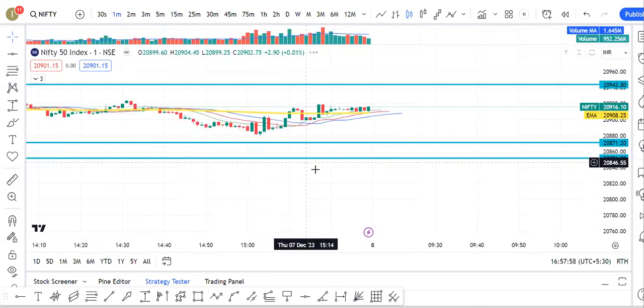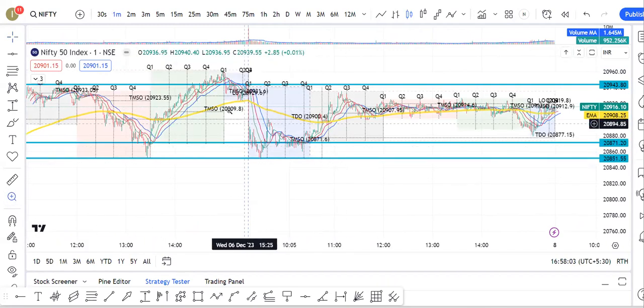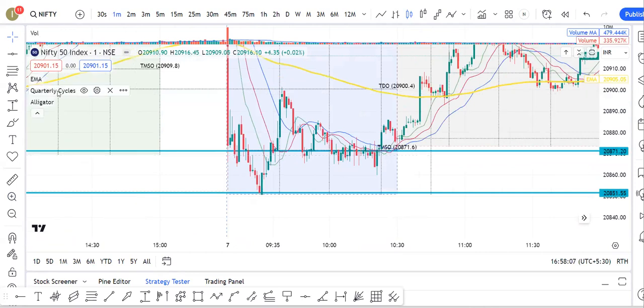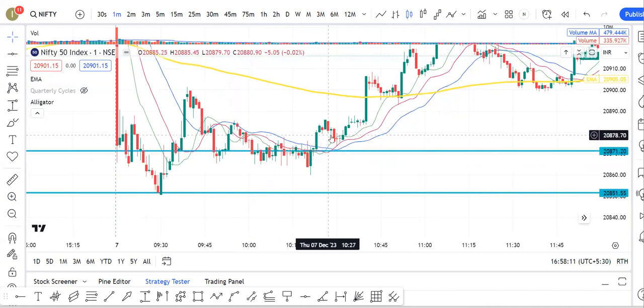Let us check on the 1 minute time frame. Alligator here also on the, so let me hide the quarterly cycle so that you can see clearly. Here you can see clearly the market started trending. After the convergence, it started trending over here. Around 10:21, it made a low of 20,859.